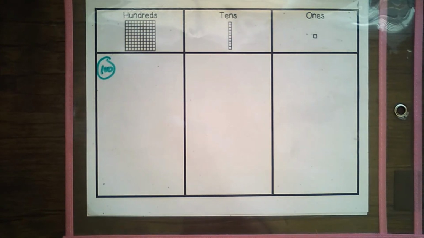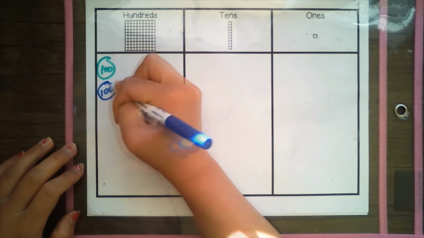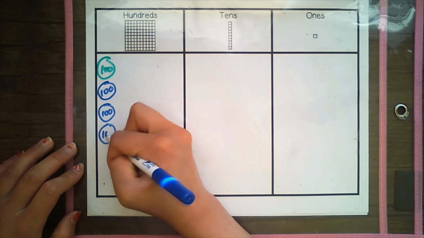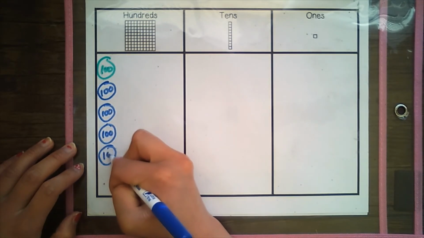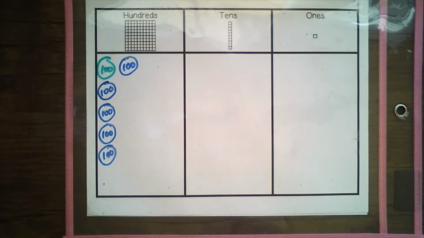Now, we're going to use the next part. We're going to use place value discs to skip count by hundreds from 100 to 600. Okay? Let's go ahead and do that. So we're at 100, 200, 300, 400, 500, 600. Whew! We finally got to 600 from 100.